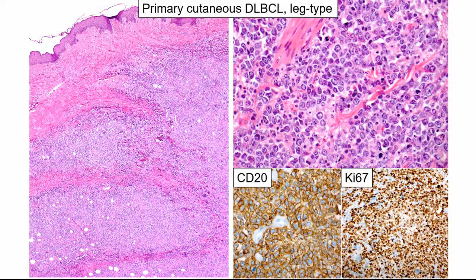And on high power, the neoplastic cells have round to oval nuclear contours. The chromatin is vesicular, and you can also see some prominent nucleoli. And this lymphoma is also strongly positive for CD20, like other B-cell lymphomas, but it has a very high proliferation index with Ki67.